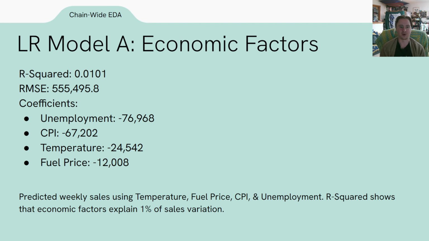The RMSE was over 555,000, which is huge considering the average weekly sales per store is about 1 million. Every coefficient is negative. They're there on the screen. None of them point towards any meaningful direction, and this is the first formal confirmation that economic conditions alone are not going to predict chain-wide store sales, as well as confirmation that this chain-wide analysis was not going to provide any meaningful insight, and I needed to switch to store level.